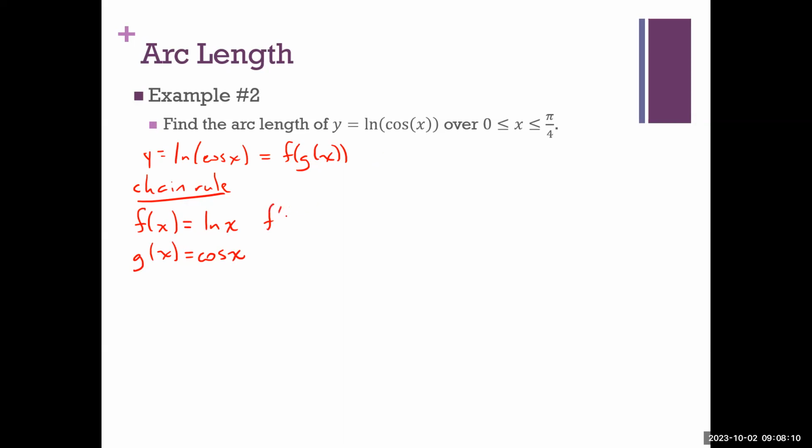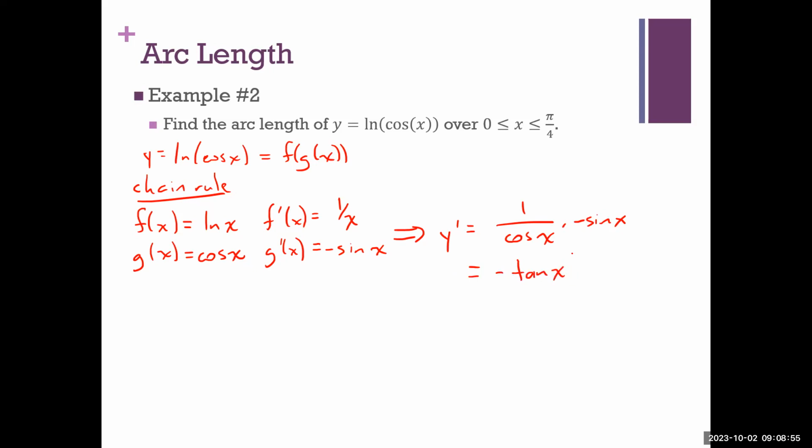So what's the derivative of each one of these things? This is 1 over x. And the derivative of cosine is minus sine of x. Okay. So all of that helps us find out that y prime is equal to one over cosine x times negative sine of x. Does this simplify for us at all? Negative tangent x. Okay, so we got the derivative, y prime equals negative tangent x. I agree we need that. Now how do we go forward with that?